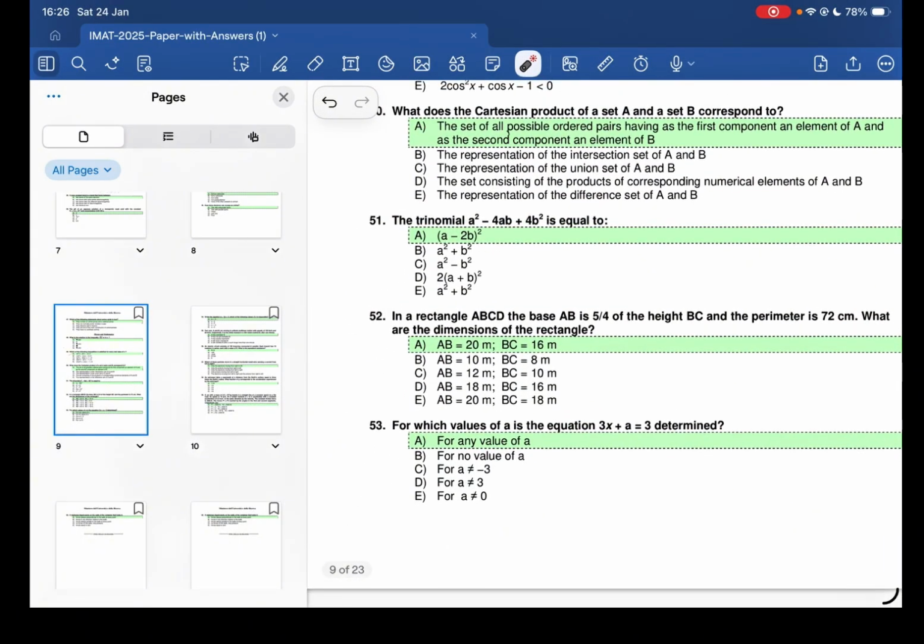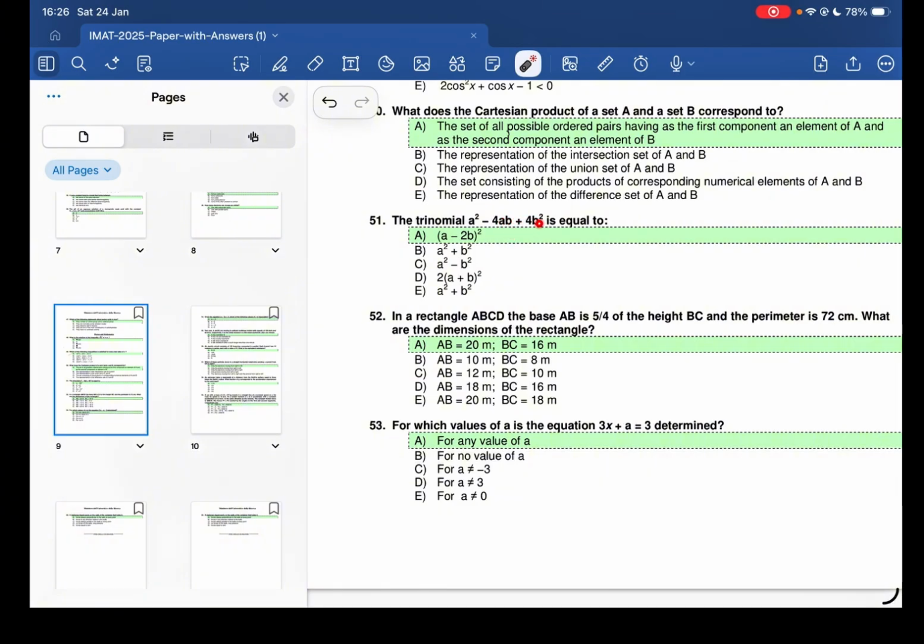So the next one: the trinomial a squared minus 4ab plus 4b squared is equal to. This is a very simple question. Trinomial, binomial, polynomial. So that's a lot. It's just the number of terms and stuff. And you know about the polynomials. If you don't know, you can let me know. Maybe in one session I can put a video on polynomials and stuff.